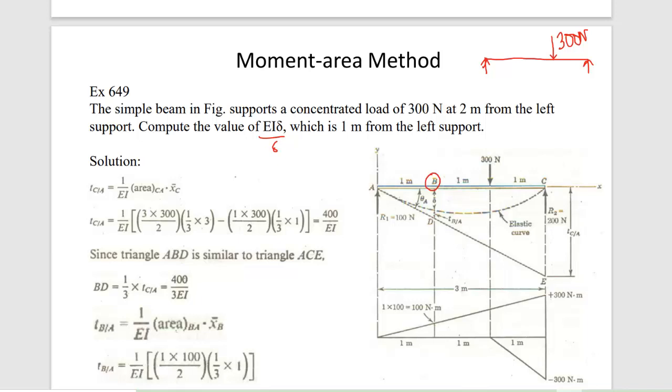Do you understand that? Sir, can you please repeat again? I have missed that part because of buffering.